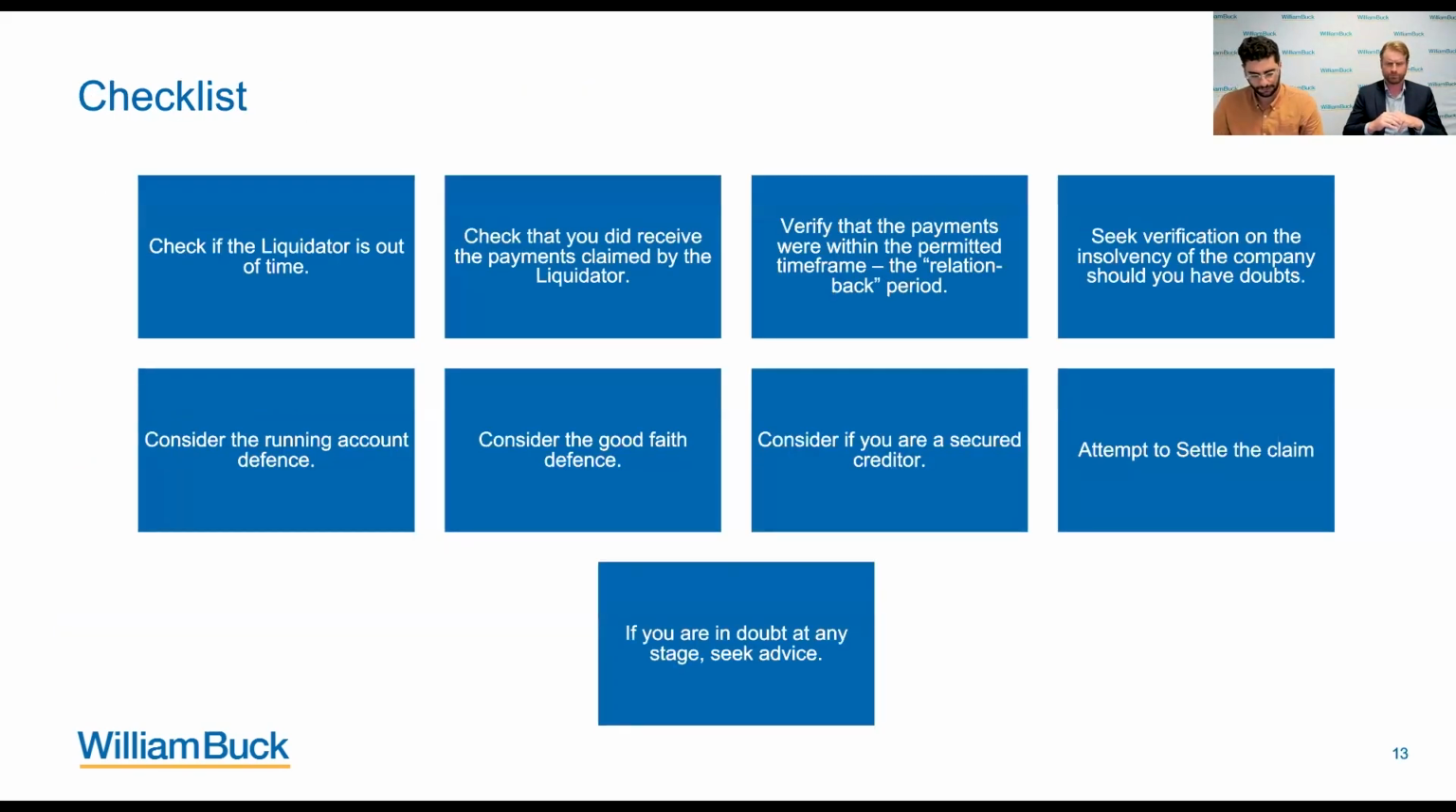Thank you. So I'll finish off here by just going through a checklist that is always good to have should a client or you receive a preference demand from a liquidator. So the first thing is just to check that the liquidator is not out of time. There's a statute bar for this type of demand. So it's 3 years from the relation back date. Check that you did receive the payments claimed by the liquidator. Sometimes there can be similar creditor names. So just check that it is you that received those payments.